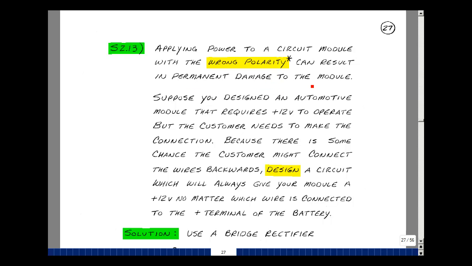the circuit. Suppose you designed an automotive module that required 12 volts to operate, but the customer needs to make the final connection. Because there's some chance the customer might connect it up backwards, let's design a circuit which will always give our module a plus 12 volts no matter which wire is connected to the plus terminal of the battery.